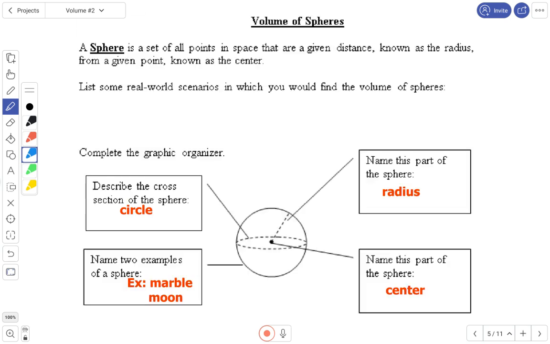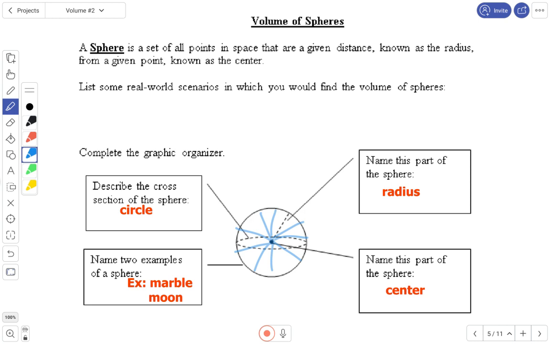All right, our next shape is the volume of a sphere. So remember, a sphere is a ball. All right, a sphere is a set of all points in space that are a given distance, known as the radius, from a given point. So when you're talking about a ball, you have the middle of your ball. When it's talking about this given distance from the center, it's because every part of the ball is the same distance from the center of your sphere. Okay, that's what makes it a sphere.